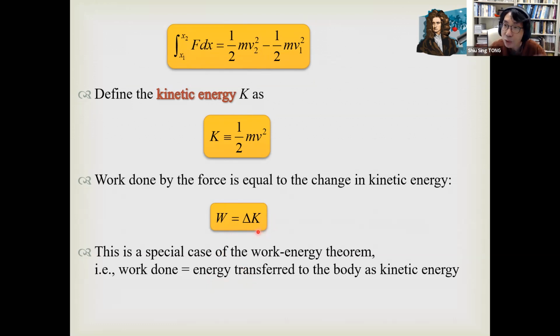Now I assume that apart from the force F, there's no other force acting on the object. So the force F does some work, and it will change the kinetic energy of the object. It will either increase or decrease its kinetic energy, depending on whether the work is positive or negative. Okay. So that is a special case for the work-energy theorem.